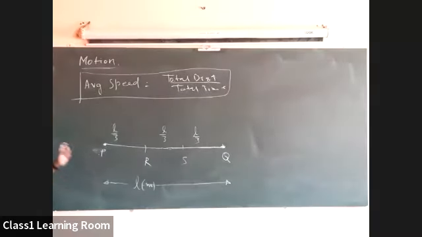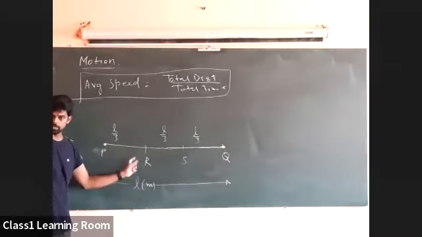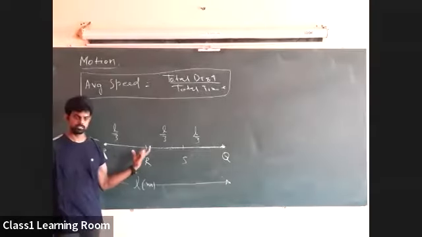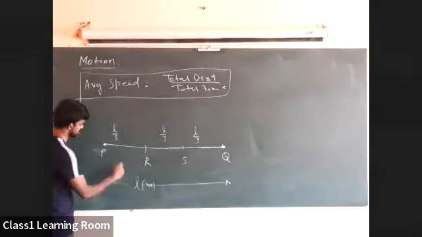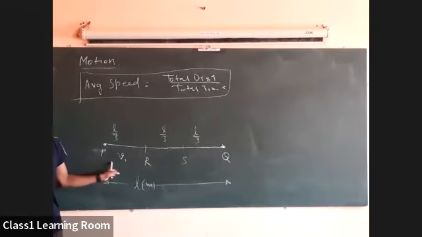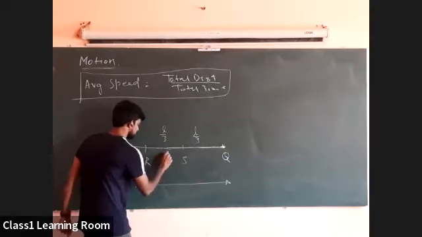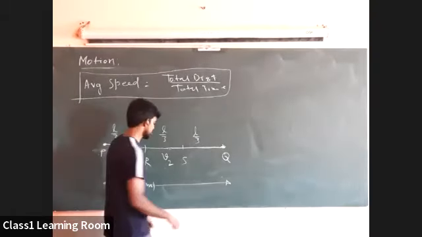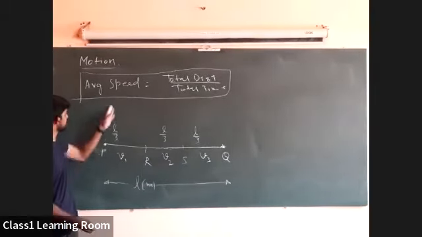Now what I'm saying, from P to Q, this is a relay race, and Akanksha started from P. She has a velocity of V1. Aniket started from R. He has a velocity of V2. And Kavinaya has a velocity of V3. Now, what is the average speed?